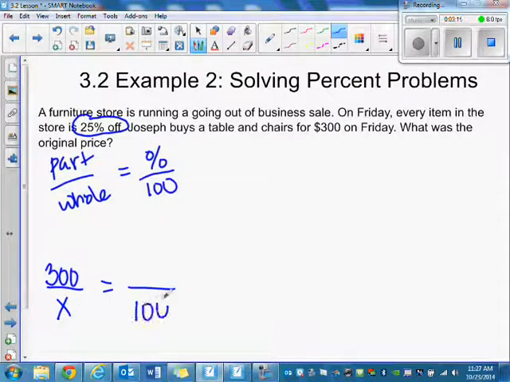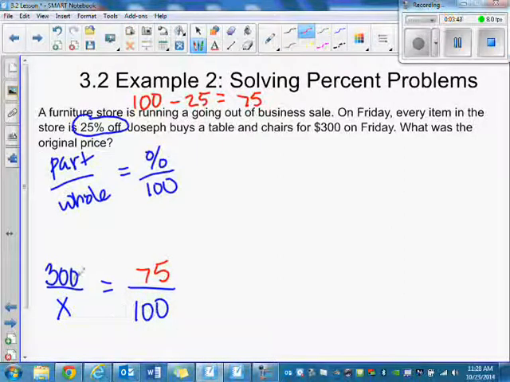The percent is always out of 100, so we know 100 goes there. So let's talk about this 25% and what's so different about it. Well, it was 25% off. So if it was 25% off, how much did I actually pay? Well, 100% of the price minus 25% of the price, I actually paid 75%. So I'm going to put 75 here in the percent. The whole original amount was 100% of the price. The $300 was 75% of the price.